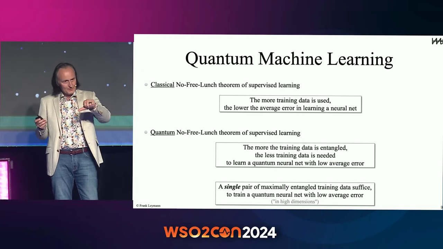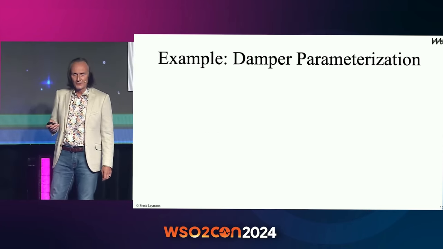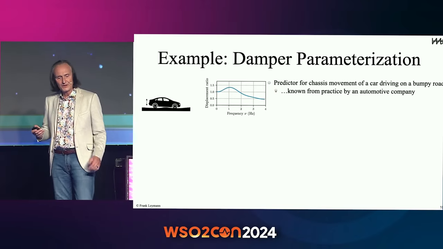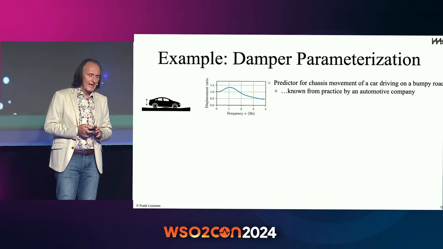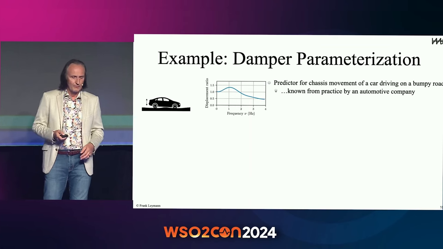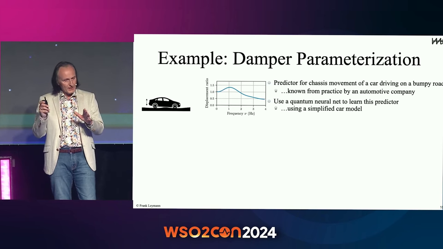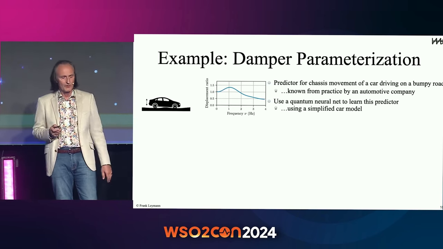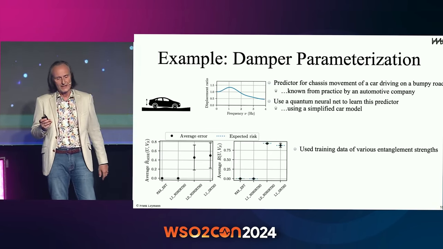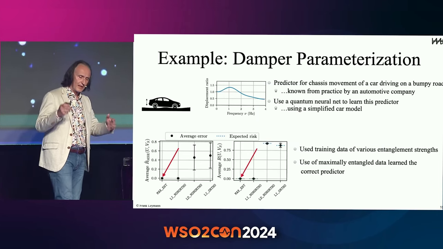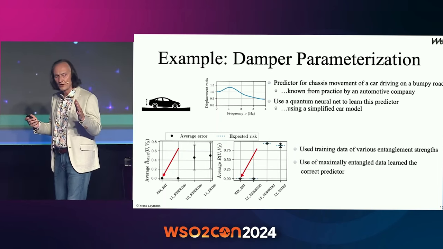So, my people couldn't believe that, right? But we made an experiment. We got data from an industry partner on dampers. That basically means this industry partner has a predictor for chassis movement of a car on a bumpy road, and they have this predictor from practical experience, right? There are tons of measurements. We got this data and we used a quantum neural net to learn this predictor using, admittedly, a simplified car model. Why simplified? I will explain it in a couple of minutes. And what we basically did is, we verified that a single record of this data with high entanglement degree perfectly trained this neural net, a single record. So it's a fantastic improvement that you can do with quantum computers in machine learning.